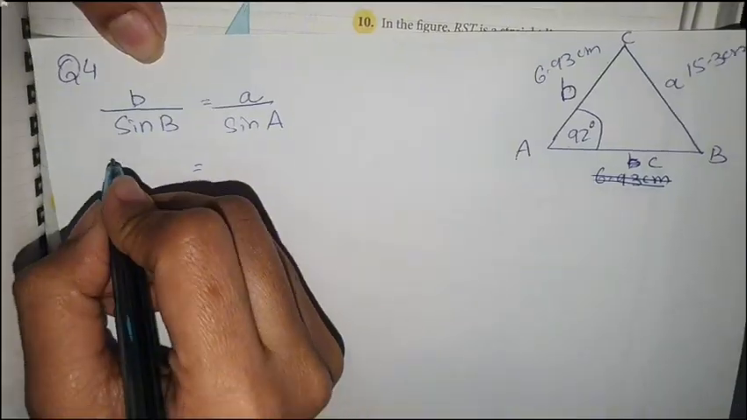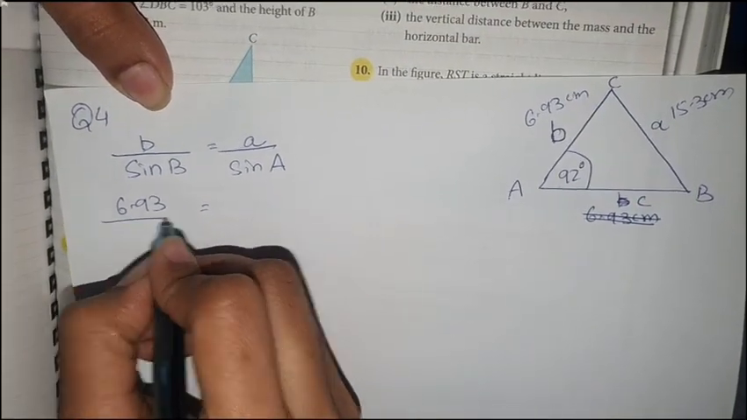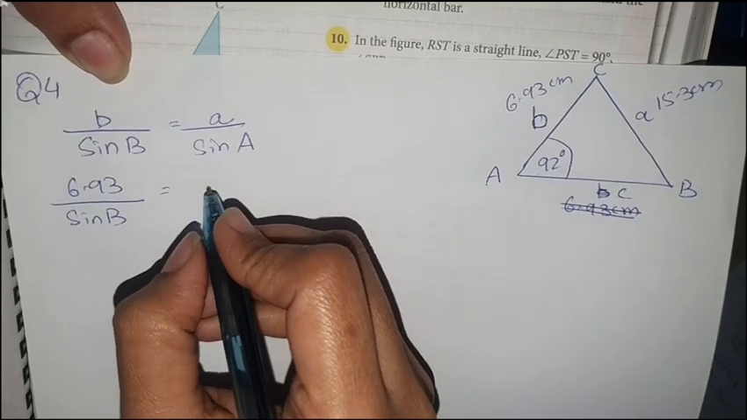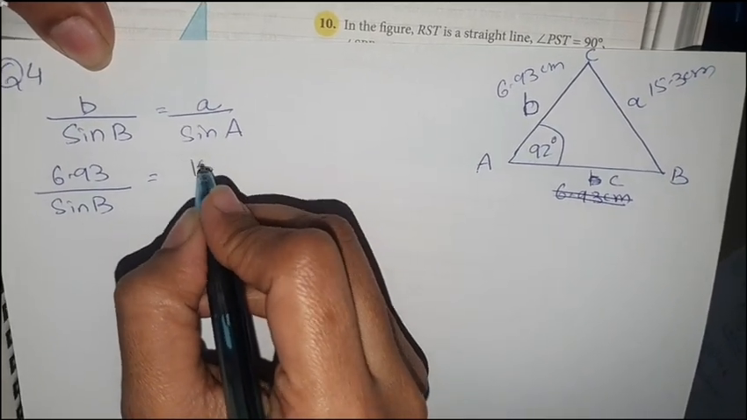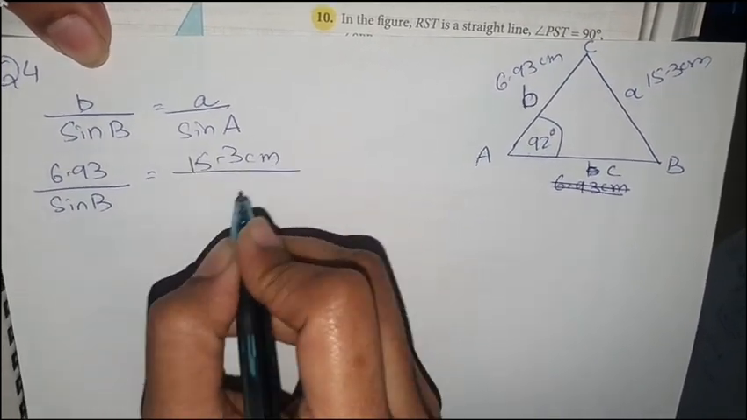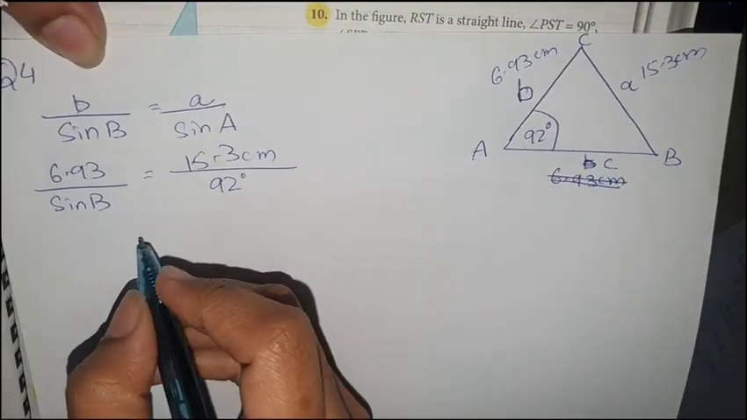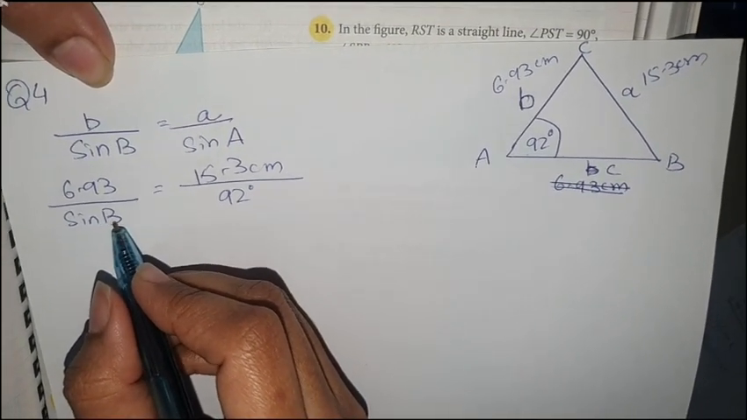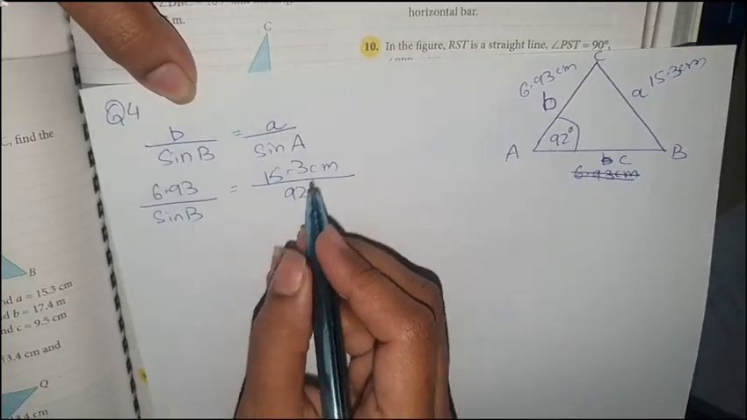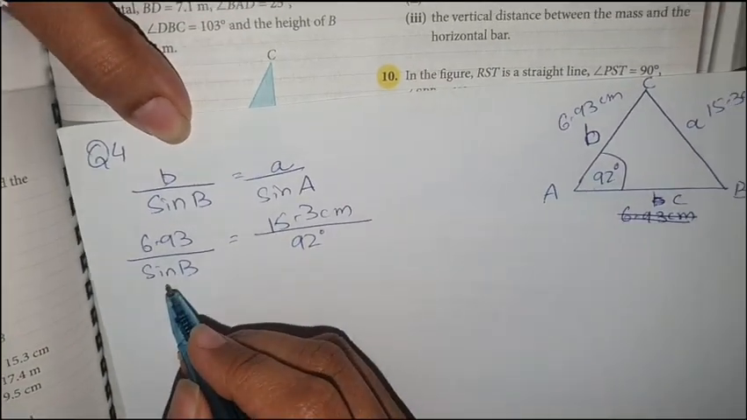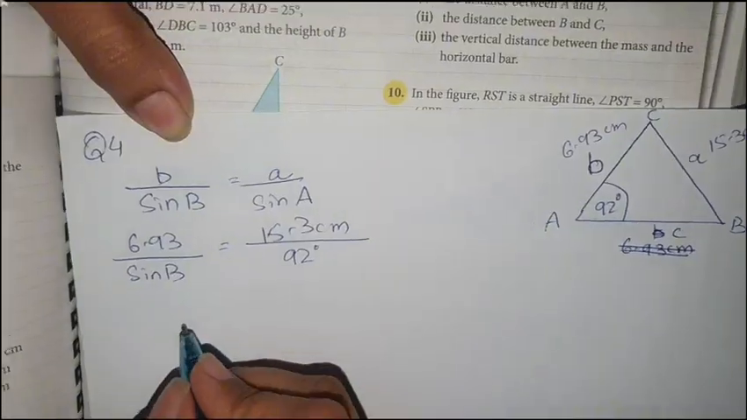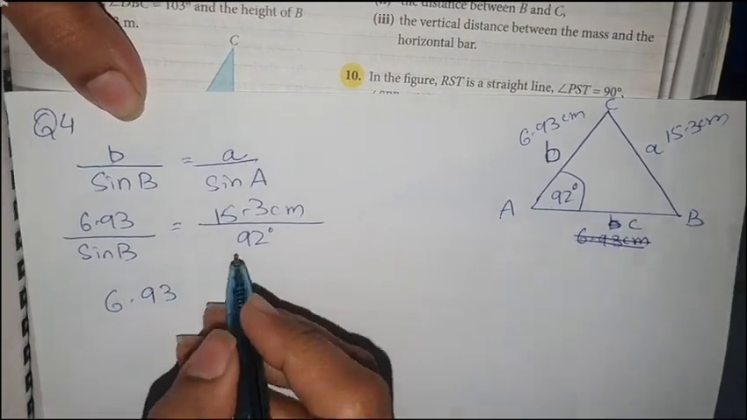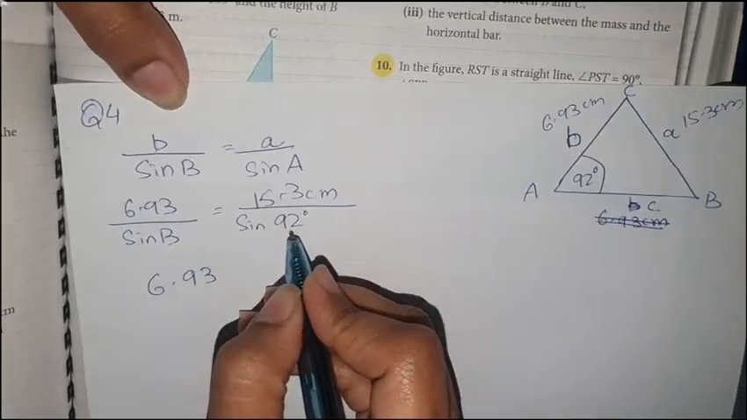So B upon sine B is equal to A upon sine A. What is B? B is 6.93 and sine B we don't know. A is 15.3 centimeters and angle A is 92 degrees. So we have to make sine B the subject, so we have to shift on this side. If we shift on this side, it would be multiplying and 15.3 would be dividing. Okay, first of all, see how can I do. 6.93 I am writing as it is.